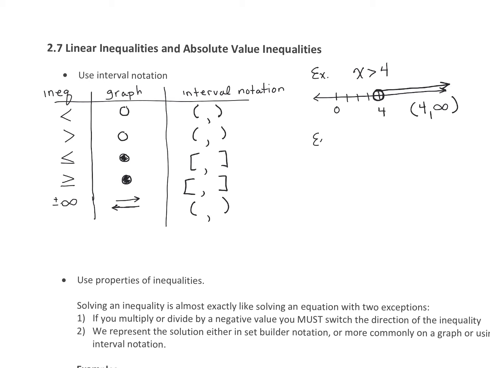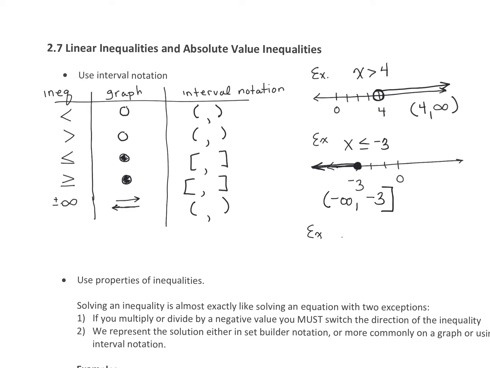If, for example, you had x is less than or equal to negative 3, because it has the equal to, we're going to put a closed circle, and it's less than, so we're going to shade to the left. And then when we read this from left to right, we're going to go negative infinity up to negative 3, but we want to include that negative 3.